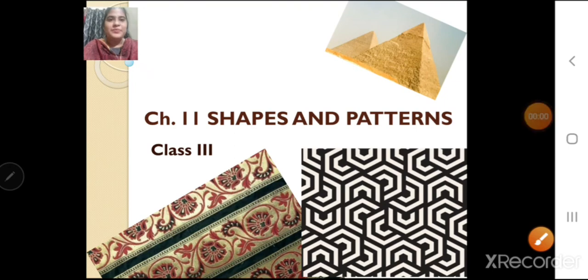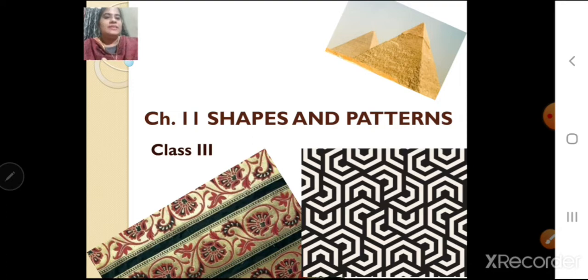Sairam children, today we are going to start a new chapter, chapter number 11, shapes and patterns. Children, shapes we are learning from first standard, right? There are different shapes like circle, square, rectangle and so on. Now with the help of these shapes we can draw different pictures.